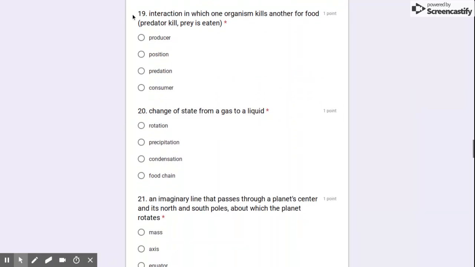Number 19. Interaction in which one organism kills another for food. Predator kills, prey is eaten. Producer, position, predation, consumer.